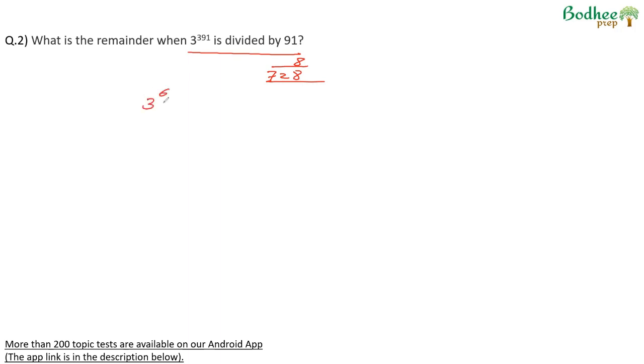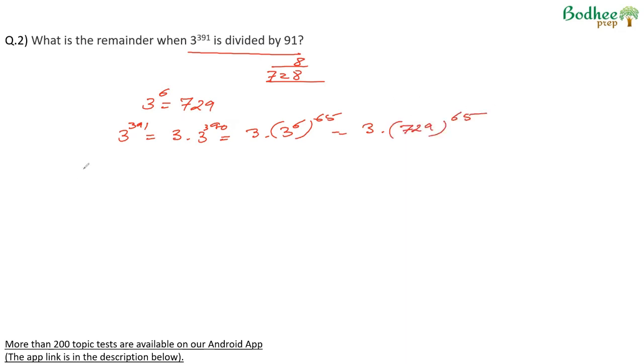So 3 raised to power 6 is 729. 391 here is not divisible by 6, but 390 will be divisible by 6. So we write 3 raised to power 391 as 3 into 3 raised to power 390. Take out 6 from here, 3 into 3 raised to power 6. Here we'll have 6 times 65 is 390, and therefore this can be written as 3 into 729 raised to power 65.